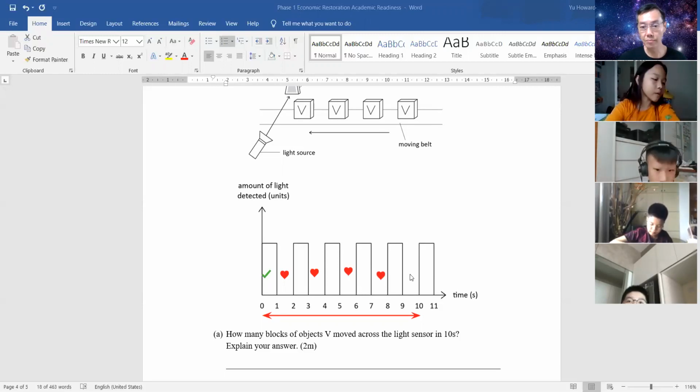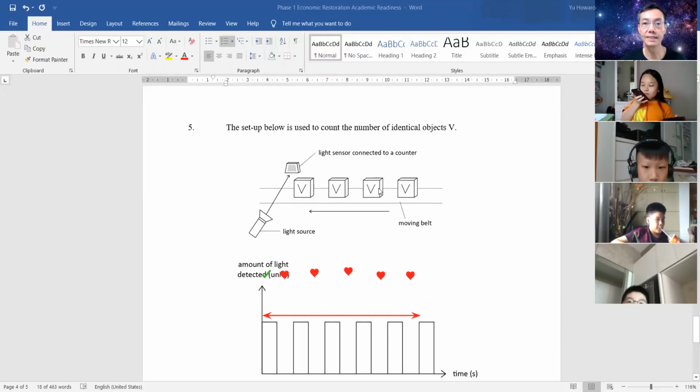So where do I stop? I must stop here because this is 10 seconds. Those students who are not careful, if they count the blocks, the answer will be 6. If you count the heart shape, the answer is 5. So the answer is 5 blocks. As we move on, we can see here, this part.